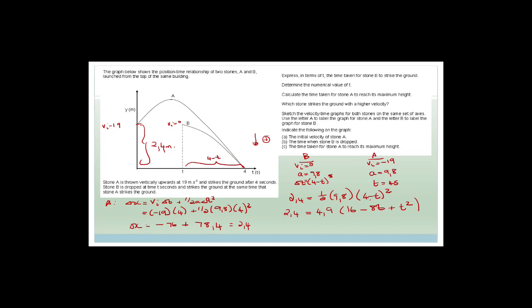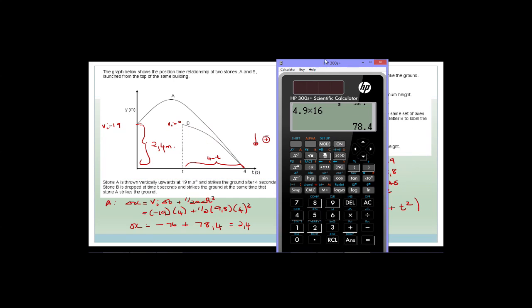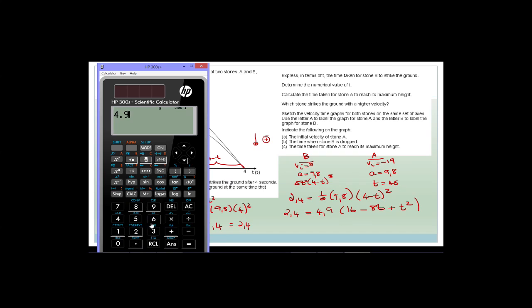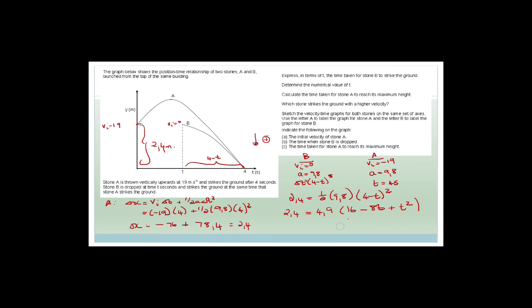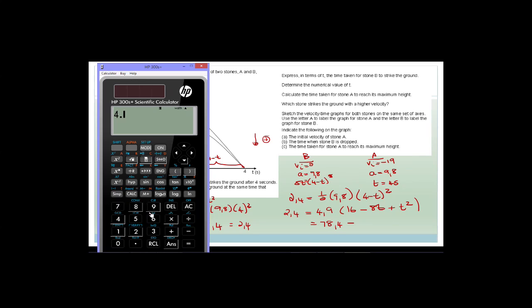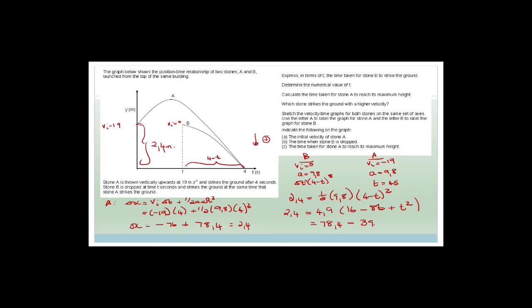Let's do it a bit differently. Let's multiply this out. So therefore, we can say 4.9 times 16 is equal to 78.4. So this equals 78.4 minus 4.9 times 8 is equal to 39.2t plus 4.9t squared, and then we subtract 2.4. So we end up with 4.9t squared minus 39.2t, and then plus 78.4 minus 2.4 is just 76.